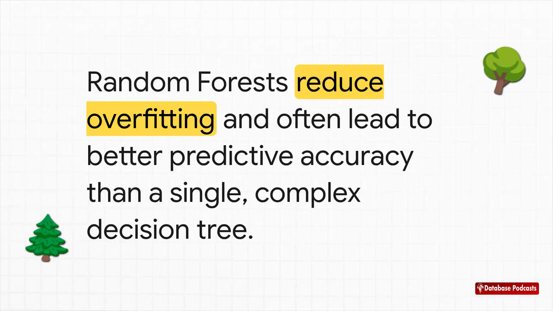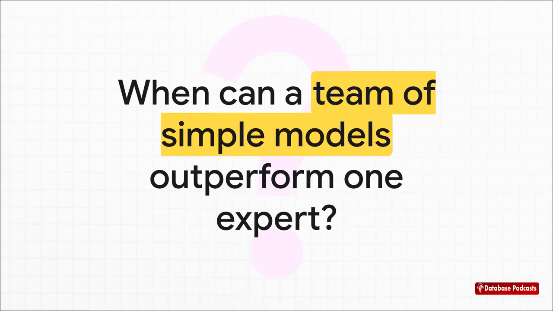And the result is pretty amazing. Random forests are fantastic at reducing overfitting, and because of that, they often lead to much better predictive accuracy than you could ever get from just a single decision tree. It's that strength in numbers idea. Any one tree might be a little bit wrong, but the errors of all the different trees tend to cancel each other out. And this leaves us with a really fascinating thought to chew on.